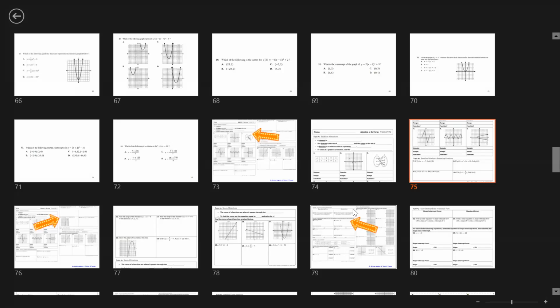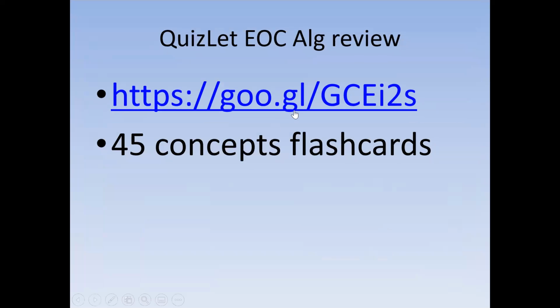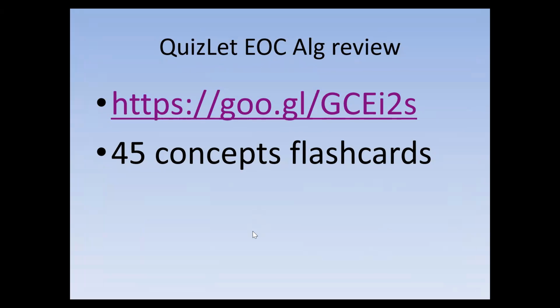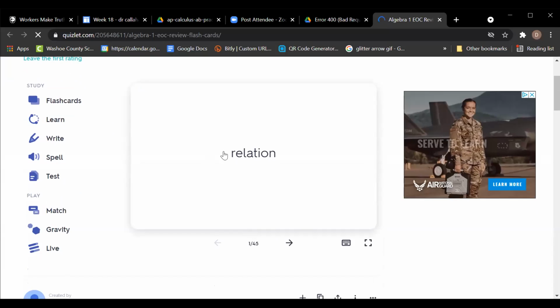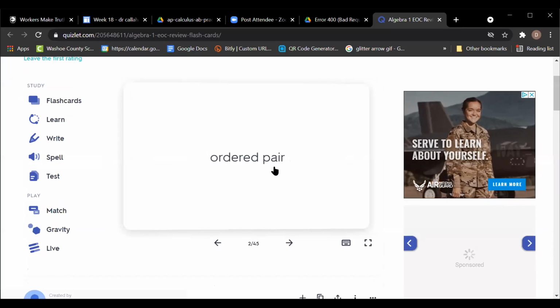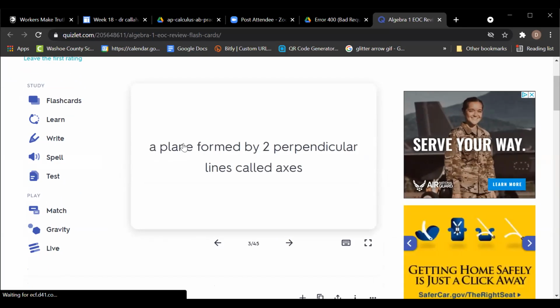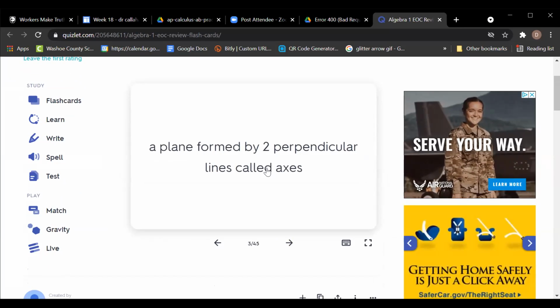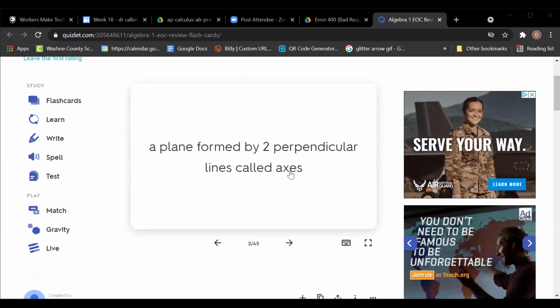Okay, you guys, so at the very end of this, the next thing I want you guys to do is go to this link right here, which is going to be on your Quizlet. And once you get to that link, there are 45 flashcards. And I want you guys to make this into flashcards. So the first part of it, you put relations, set of ordered pairs. What is an ordered pair? X and Y coordinates. What is a coordinate plane? Plane formed by two perpendicular axes. So you don't have to do all 45 of them, but I want you to pick at least 10 questions that you don't know how to do, and then go ahead and make flashcards with them.